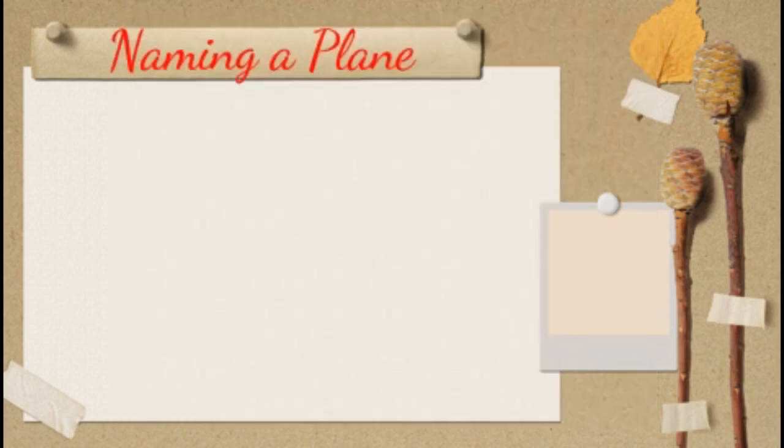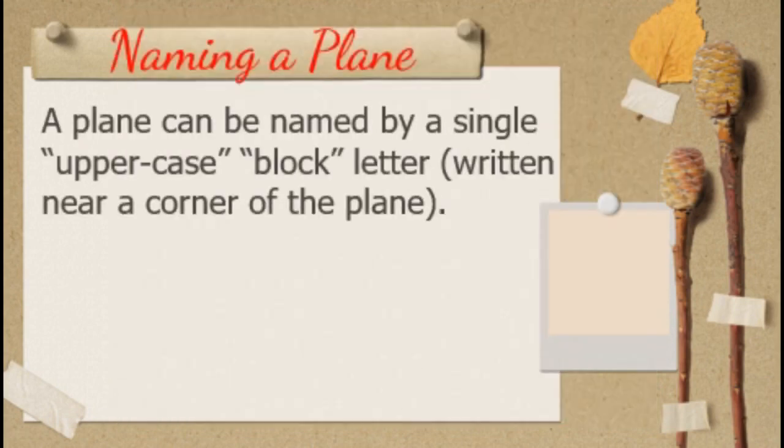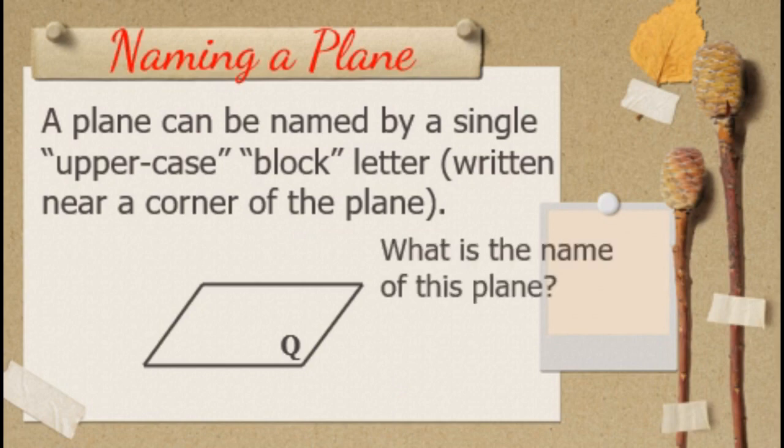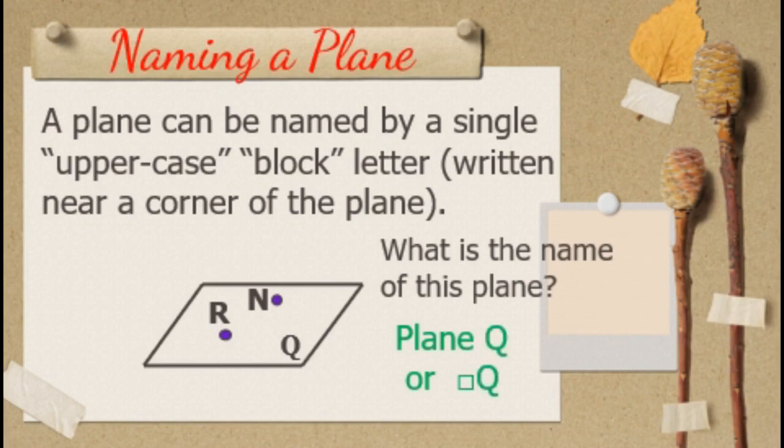Now naming a plane. A plane can be named by a single uppercase black letter written near a corner of the plane. Example. So what is the name of this plane? Alright, plane Q, or we can write it like this. So why can't it be called plane R or N? Very good. R and N are names of points.